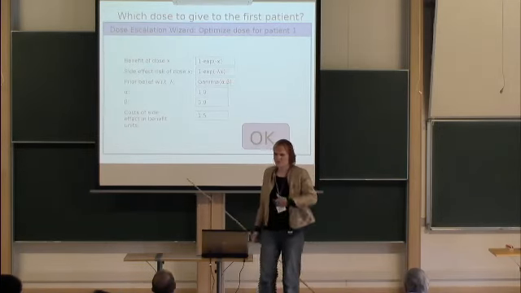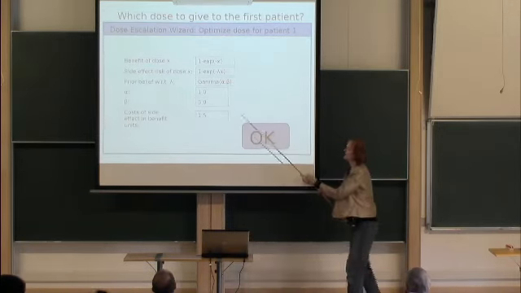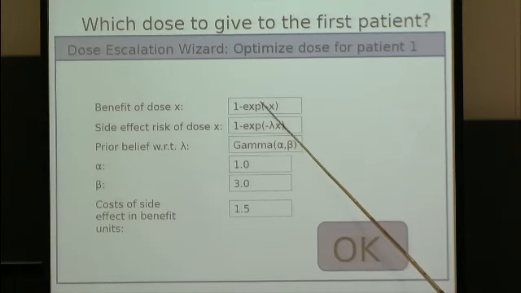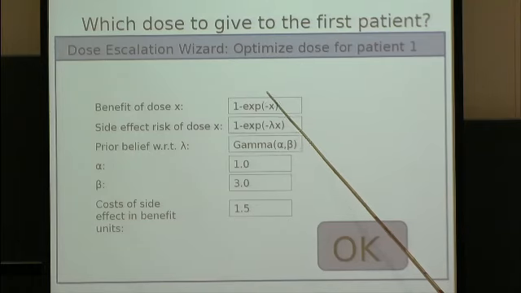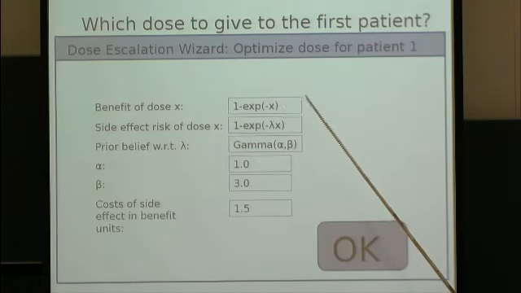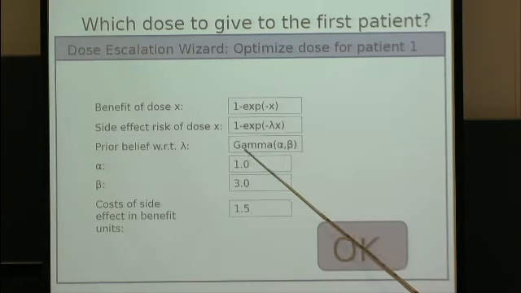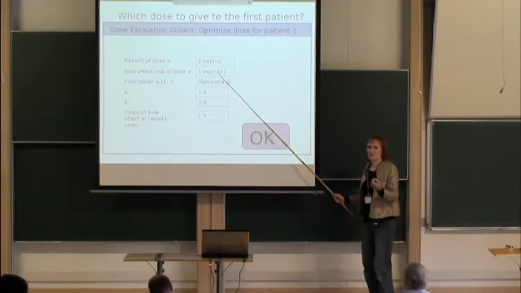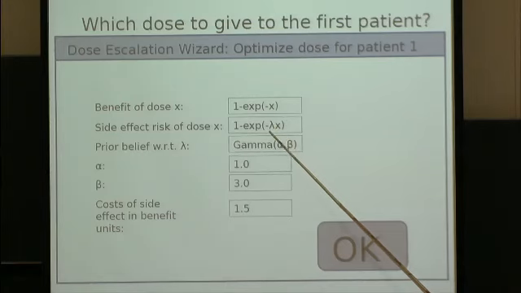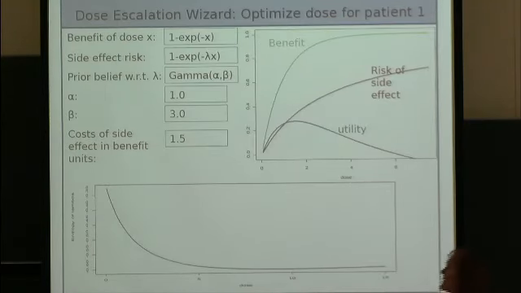Okay, so in order to get this running, you need to specify a benefit function. That could be anything for this method to work. It doesn't need to have any good mathematical properties. It is essential, though, that we have a conjugate prior for the parameter in the side effect function. So we specify that, and we specify the cost of the side effect in benefit units, and then we go.